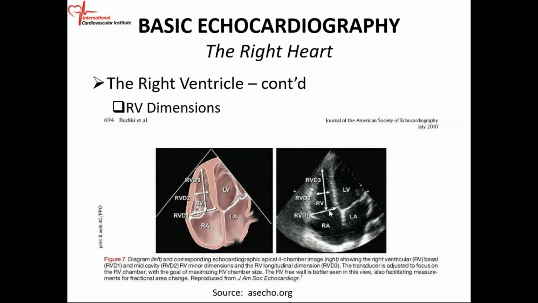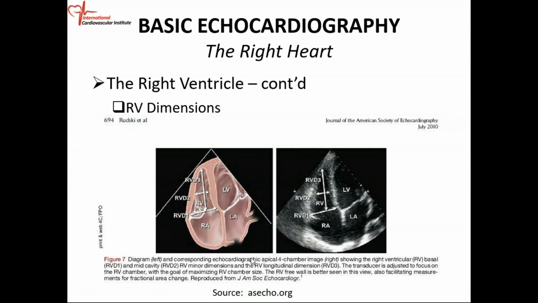you get a tricuspid annular measurement, and this one we call the basal measurement. Okay, so this is your basal measurement right here, and you're going to do a mid cavity measurement, and then you're going to drop from about the mid segment to the apex, the RV apex, and this is your longitudinal measurement. Okay, so these are the measurements you want to do.